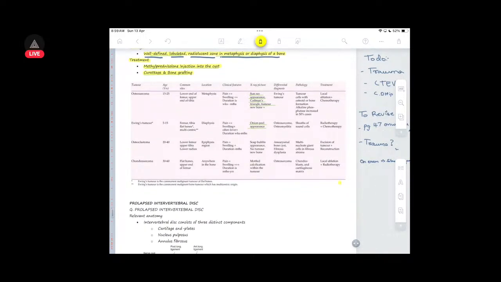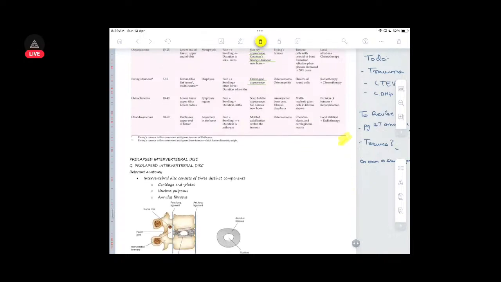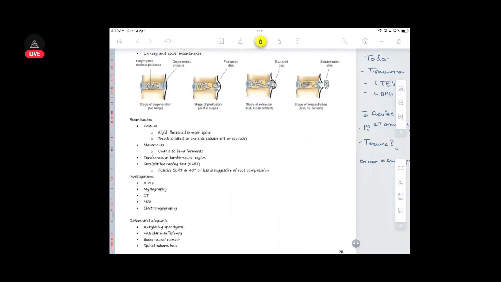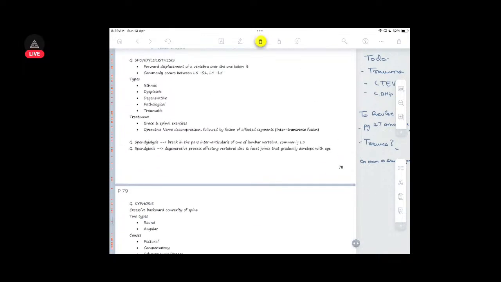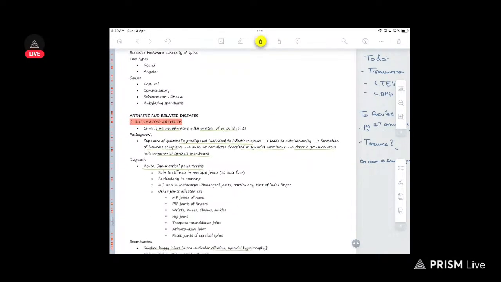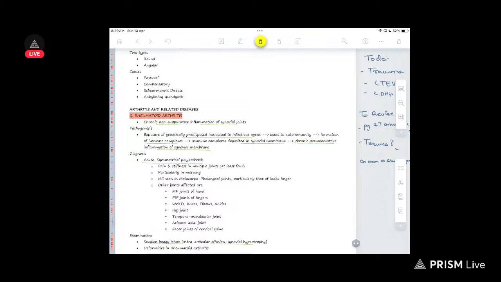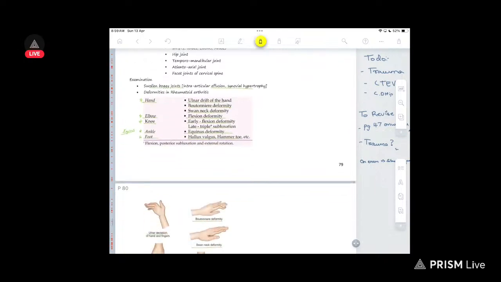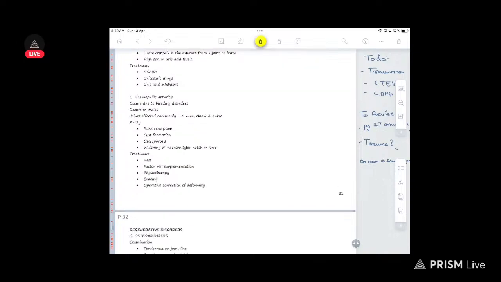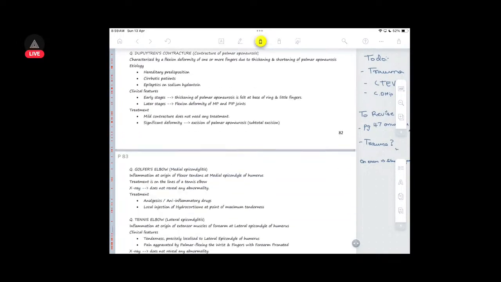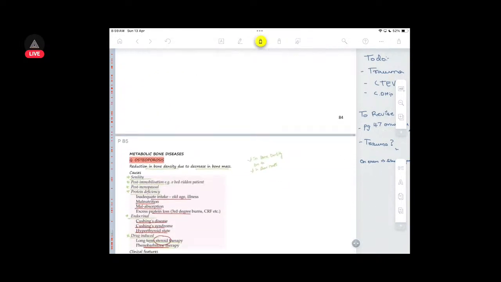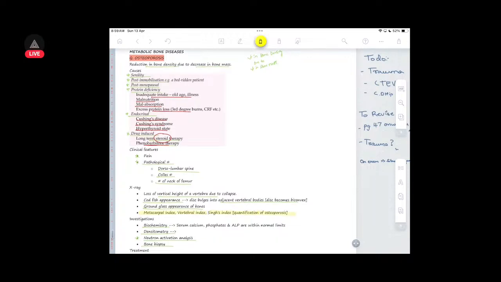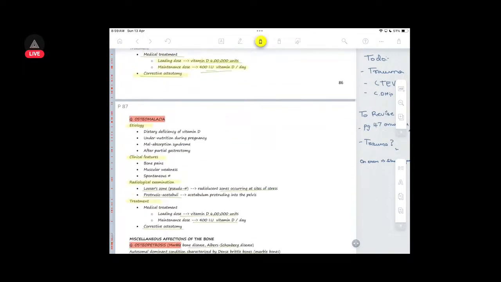So yeah, there's a table for revision of whatever we have done till now. There are a few more topics. Arthritis is important, gout is important, osteoarthritis is important, contractures are important. Actually, contractures not so much. Metabolic bone diseases is important, yeah. Rickets is most important.